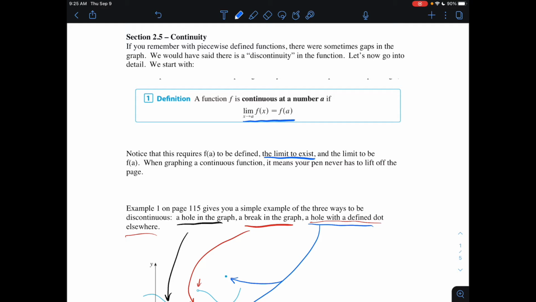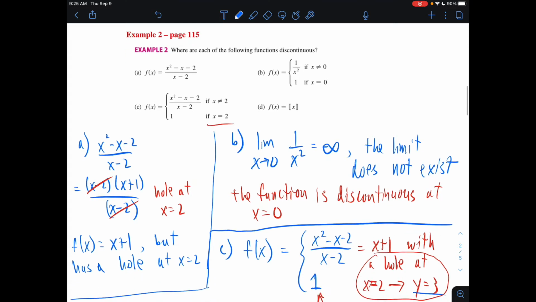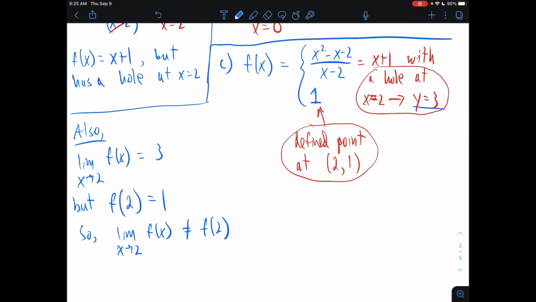We need those two things to be equal. So here you can see just so far, part A, we've got a hole, so that's one way to have a discontinuity. Essentially the function is not defined at 2. Part B, we've got that the limit does not exist at 0, so therefore there's a discontinuity. Part C, the limit does exist as x approaches 2, but the value of that limit is not equal to the value of the function at that point.